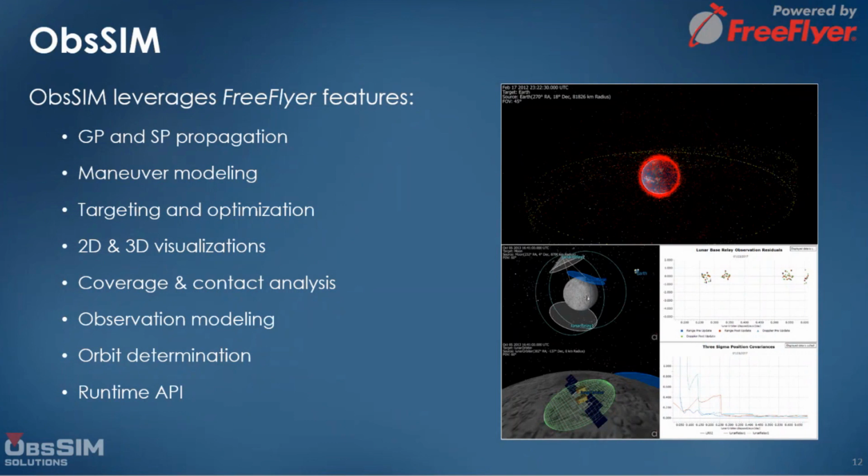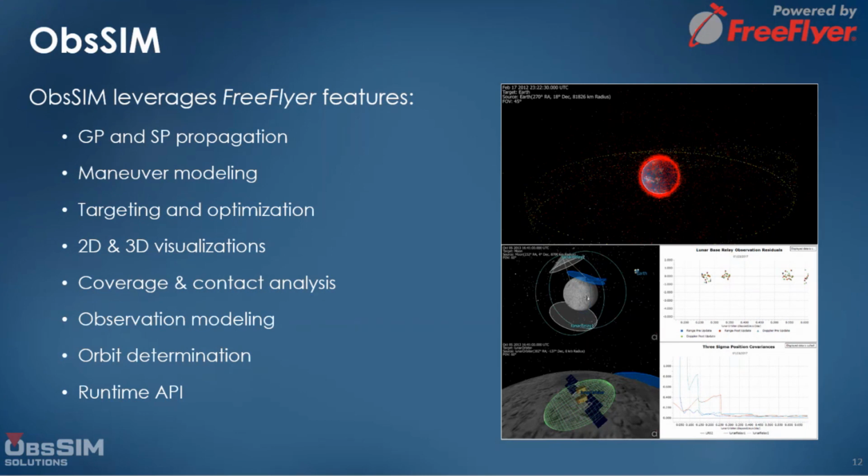And then we can also use FreeFlyer's orbit determination to generate state vectors off of the observations and maintain a catalog built up from the simulated noisy observations that mimic the catalog maintenance process that happens in real life.